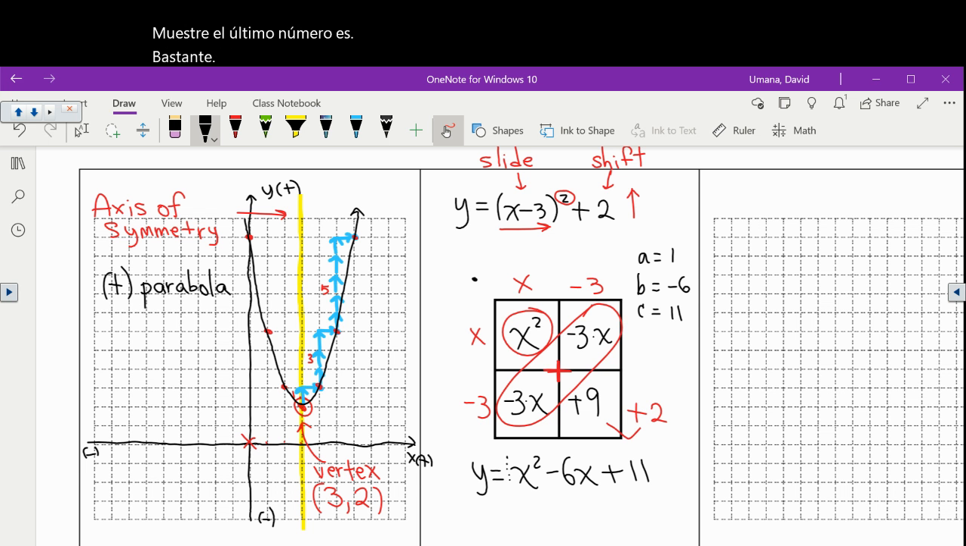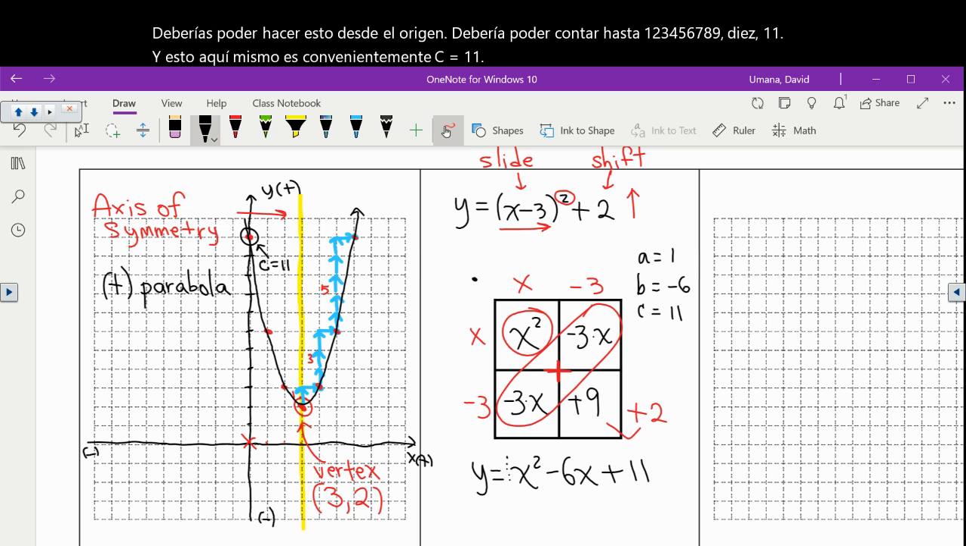Final detail. I have A, B, and C on purpose because they actually show up on my picture. So if your grid looks like mine, you should be able to do this. From the origin, you should be able to count up 1, 2, 3, 4, 5, 6, 7, 8, 9, 10, 11. And this right here is conveniently C equals 11. From the origin, straight up.